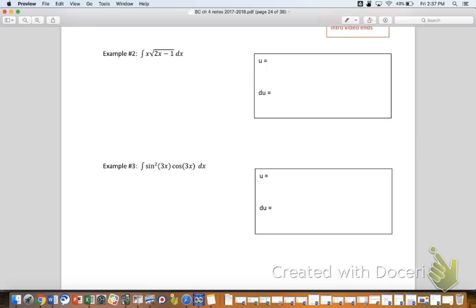Okay, we're looking at examples 2 and 3, seeing what we can do with these. They're both tougher for sure. See how it goes.